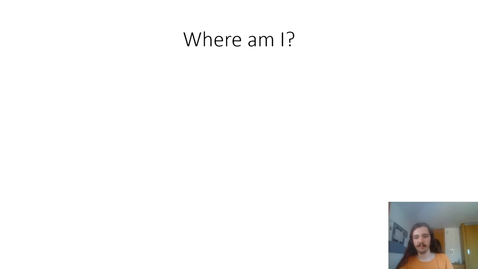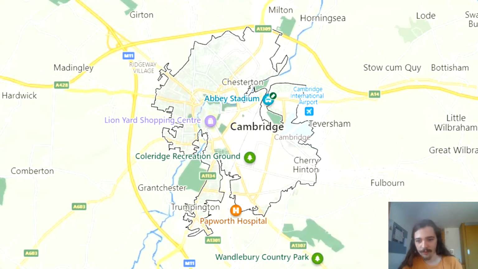So we want to answer the question, where am I? Well, the answer to that question at the moment is that I'm in Cambridge. Okay, so this is a map of Cambridge. This shows you where I am. I'm not going to tell you exactly where I am in Cambridge, but I could do if I was prepared to give out that information on the internet.